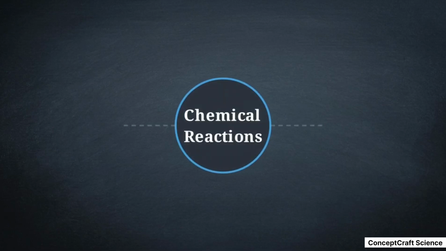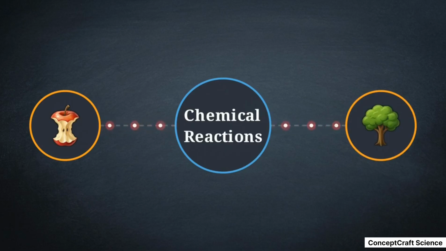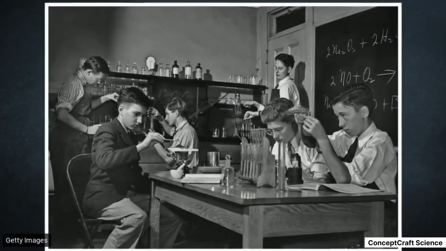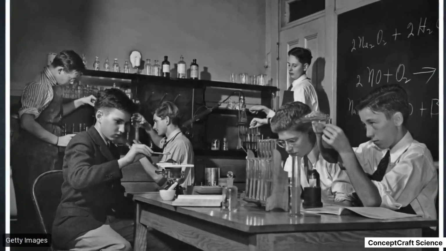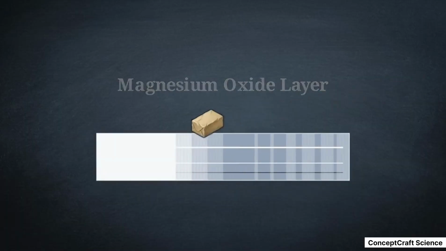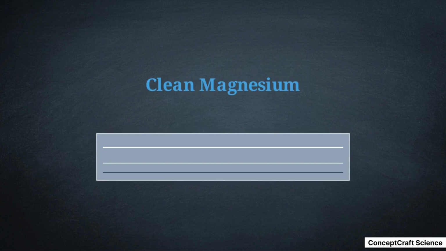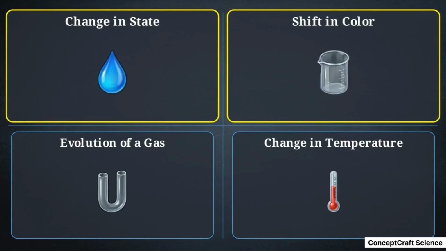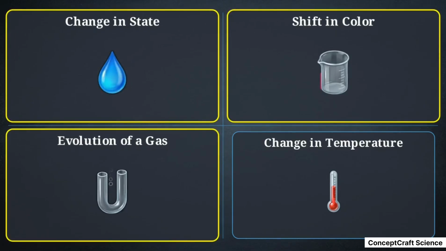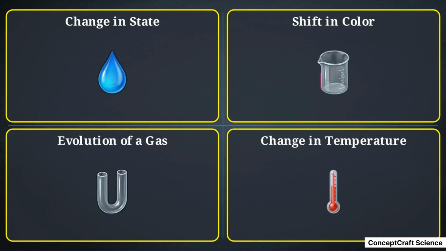Chemical reactions are continuous, everyday processes driving the changes we see in our food and our environment. In a laboratory setting, performing a reaction like burning a magnesium ribbon requires a specific first step. You must rub the ribbon with sandpaper to remove the protective, unreactive layer of magnesium oxide that forms naturally over time. We can determine if a reaction is taking place by looking for 4 specific empirical markers: a change in state, a shift in color, the evolution of a gas, or a significant change in temperature.